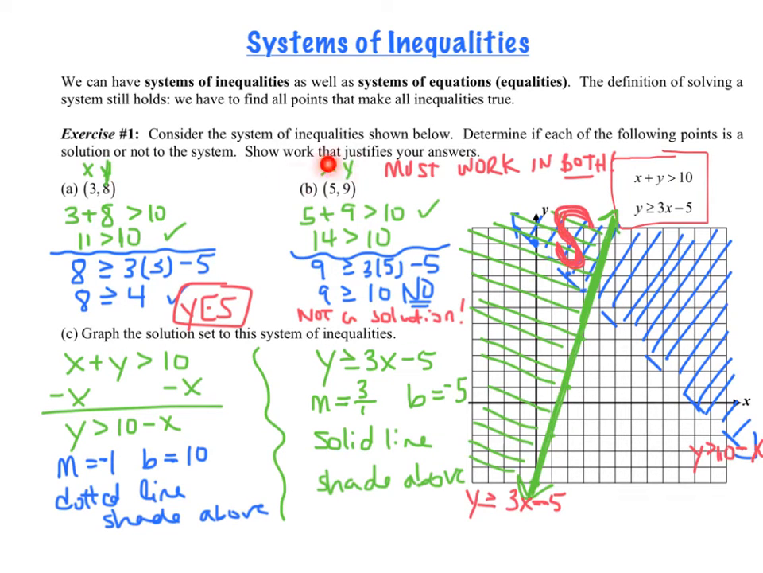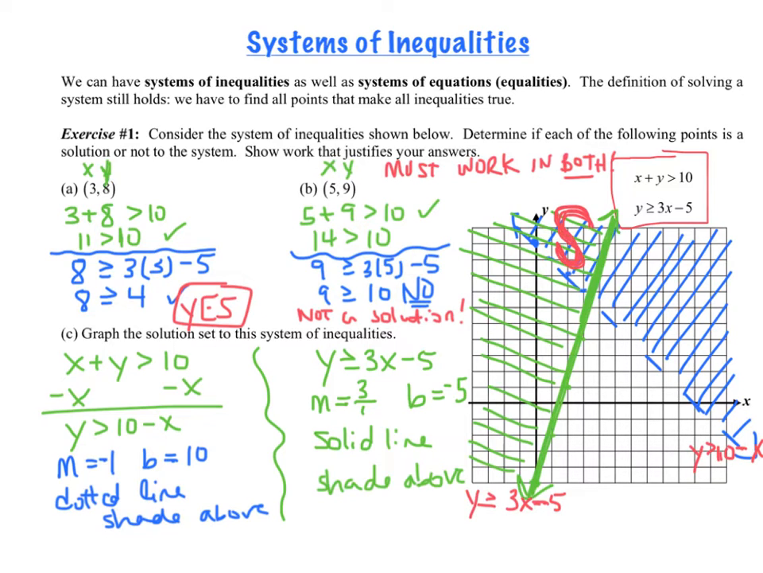Okay, let's check the point (5, 9). Where is that? So let's count that out. 1, 2, 3, 4, 5. Up. 1, 2, 3, 4, 5, 6, 7, 8, 9. So we can see here this point is a solution to the first inequality, which is what we said it was, but it is not a point in the second inequality, thus making it not a solution to the system of inequalities. Okay, good job.